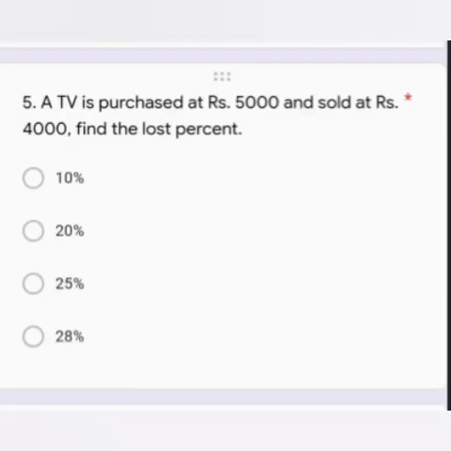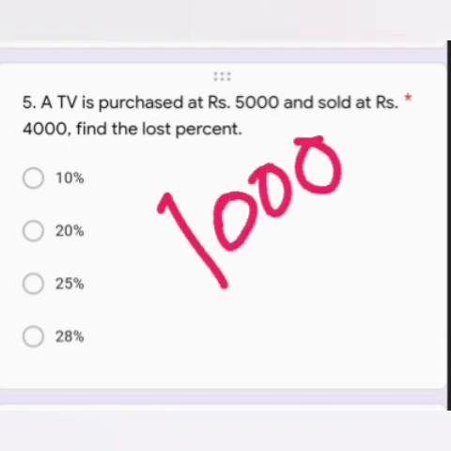Now see question number 5. A TV is purchased at rupees 5,000 and sold at rupees 4,000. Find the loss percent. Simply see here, bought at more amount, sold at less amount. How much is the loss first? You find out. Loss is 1,000. Okay. Now loss percent, if you have to find out, you have to do loss by CP into 100.